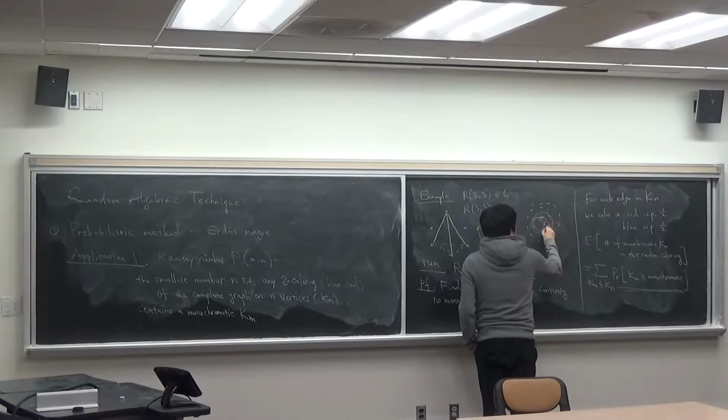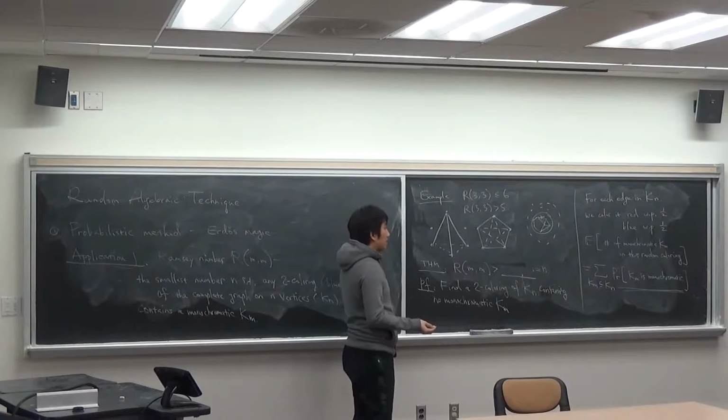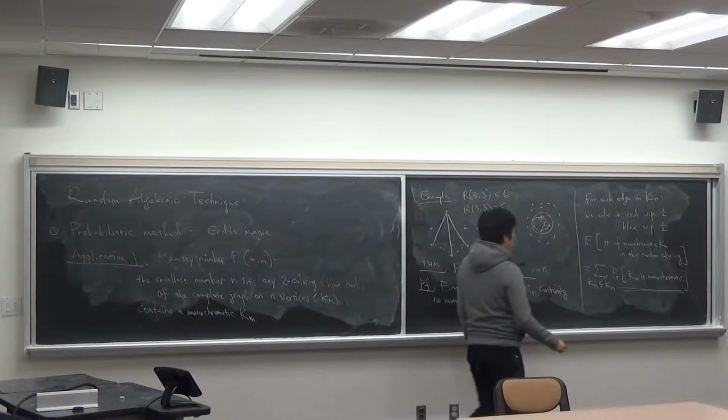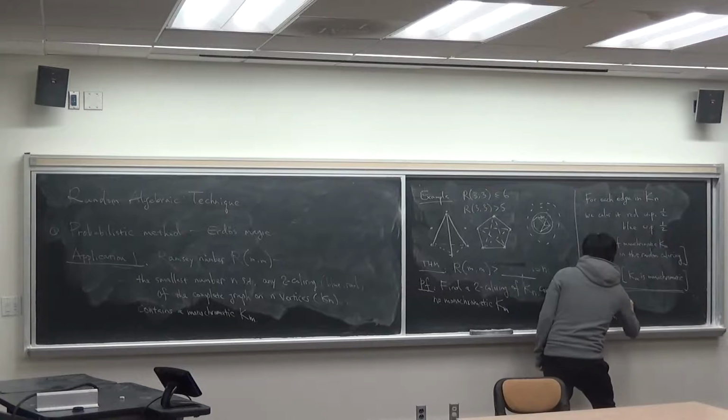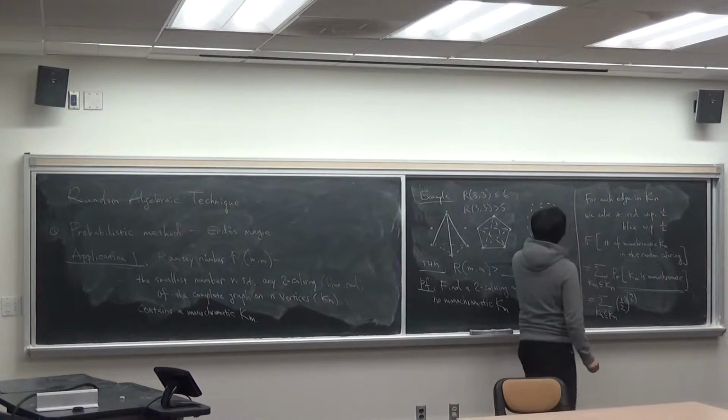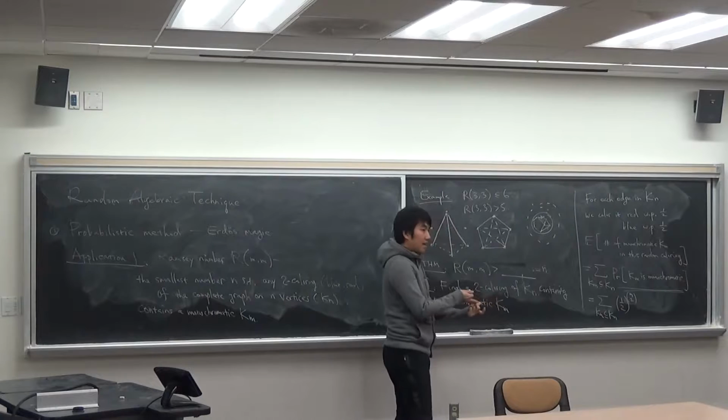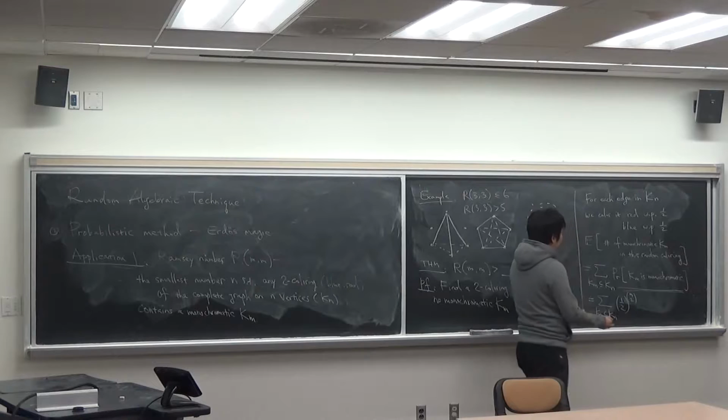Okay? So there are two possibilities. One is that they all get color red, and the other is they all get color blue. So if all the edges get color red, then the probability is half to the power of m choose 2, because there are m choose 2 many edges in my complete graph, and for each edge, the probability that the edge is colored red is half.